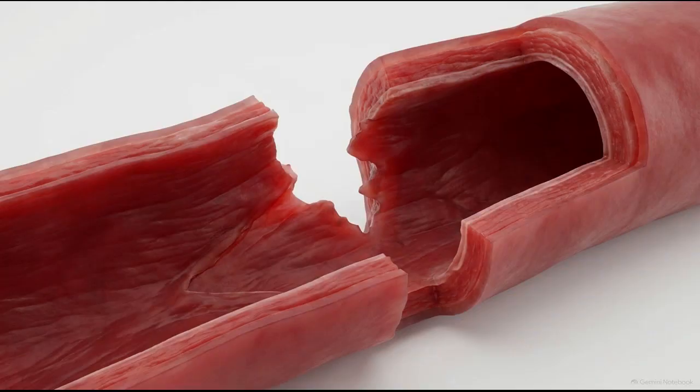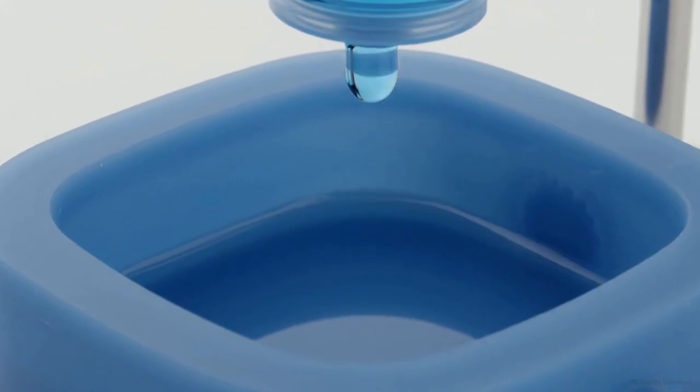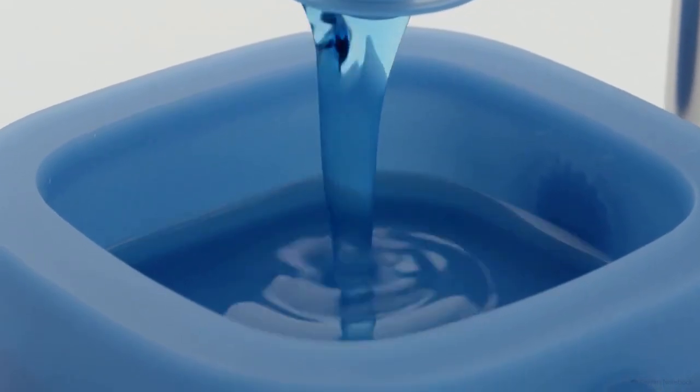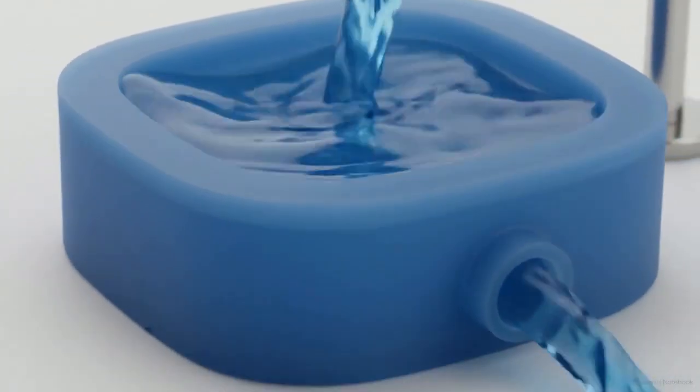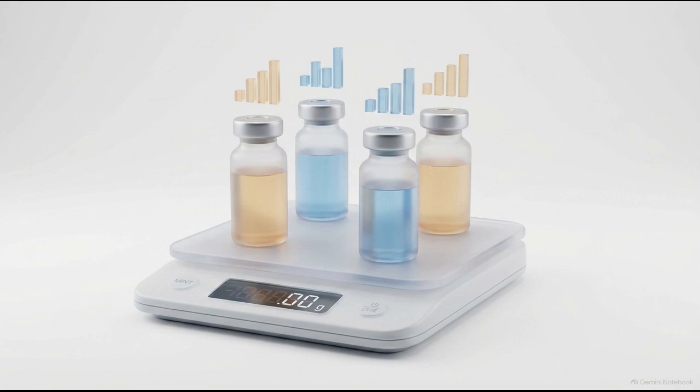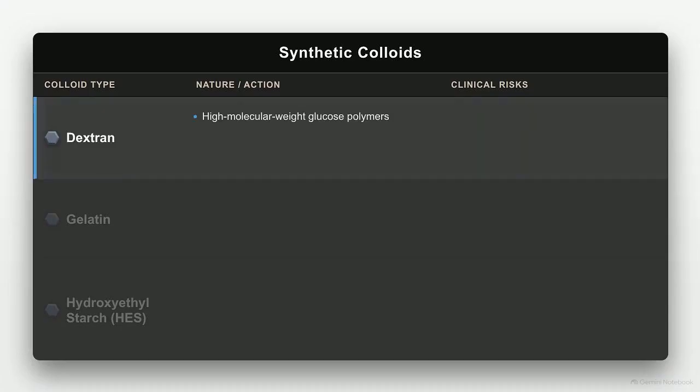Plasma substitutes do not heal the tissue deficit. They leverage the basic laws of osmosis to prop up a failing circulatory system when real, biological fluid is out of reach. There are 4 major colloids utilized in medicine, and choosing between them requires calculating the specific risks of the underlying polymers. The first is dextran.